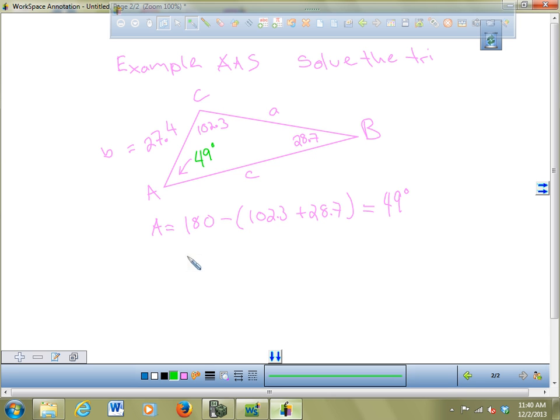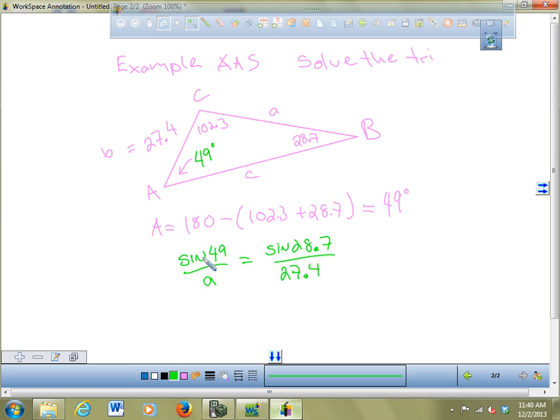Okay, so you would just write that the sine of 49 over A is equal to the sine of 28.7 over B, which is 27.4. And then you have to solve that.